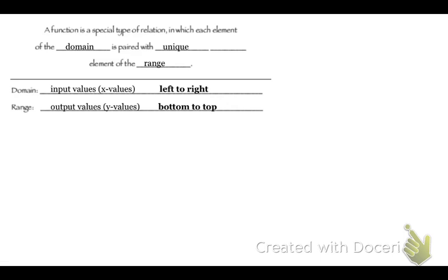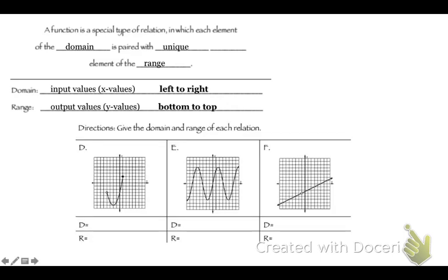So if we look at this, we want to give the domain and range of each relation. For this first one, first we need to get into this. We have brackets and we have parentheses. Parentheses means that you do not include them. That means it's an open circle there, or there's an asymptote there, or there's not a point on the graph right there. The brackets means that there is a point, and you have to include it.